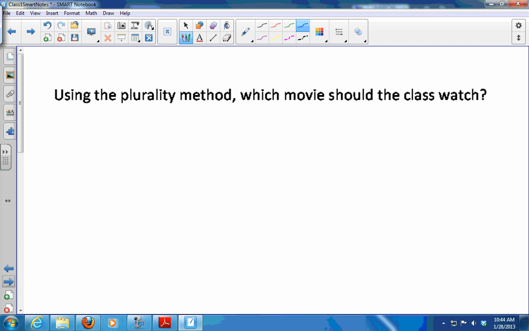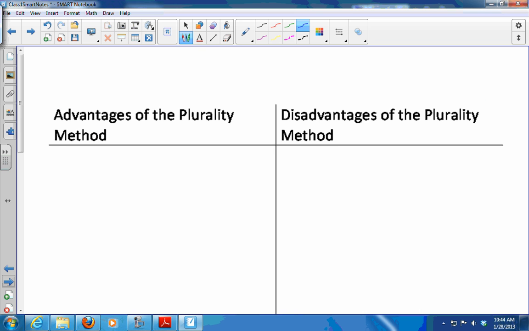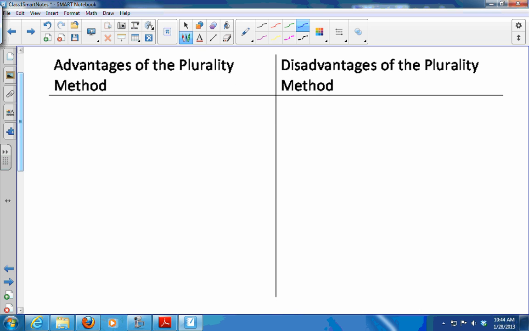So using the plurality method, which movie should the class watch? Shawshank, right? We decided that already. We just didn't know that the method we were using is called plurality method. All right, so what are some advantages that you can see of determining a winner this way? What are some advantages of determining a winner using the plurality method? By making the winner the person with the most first place votes. Yeah. Why is it good? Why do we do it?